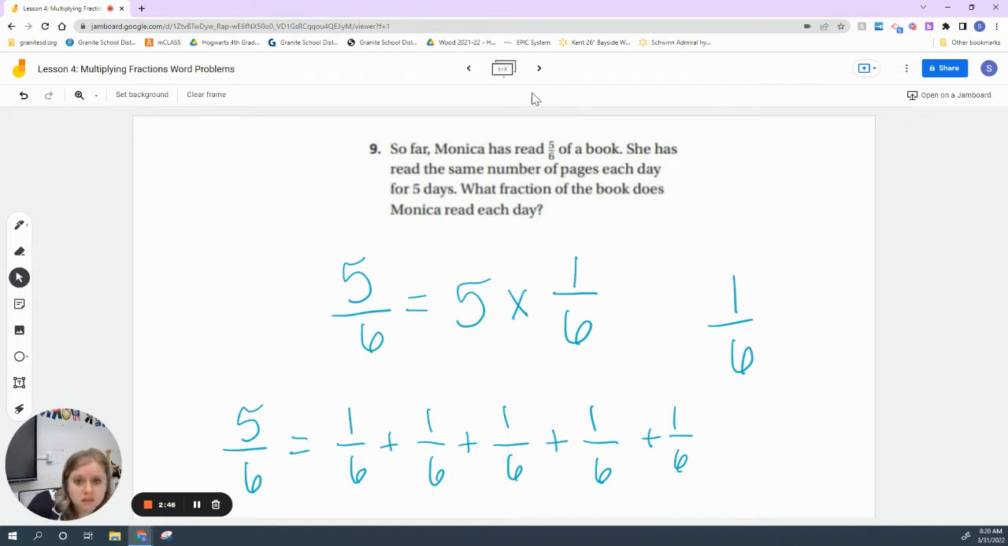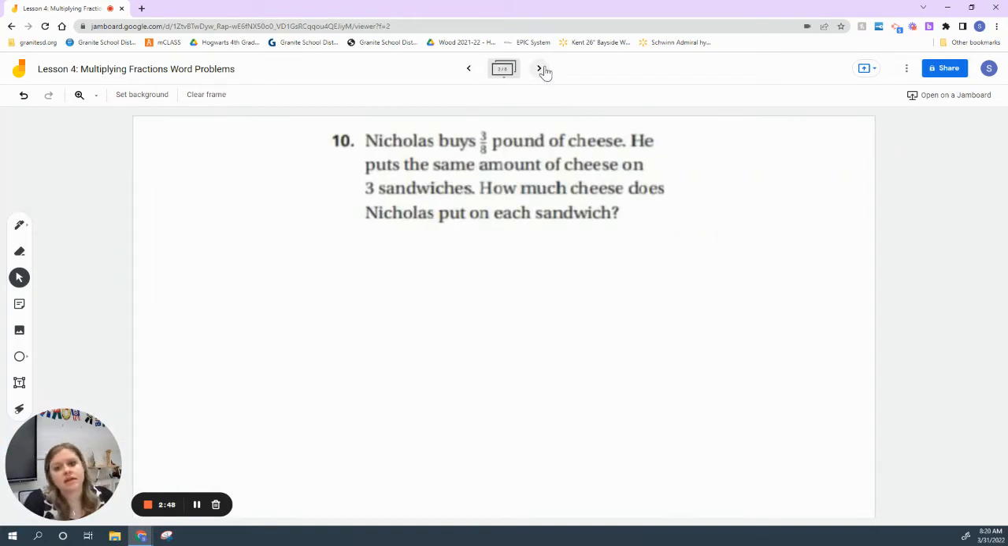Moving on to our next question. Nicholas buys 3/8 a pound of cheese. He puts the same amount of cheese on 3 sandwiches. How much cheese does Nicholas put on each sandwich? Go ahead and pause and welcome back. Okay, so Nicholas has 3/8 pounds of cheese, right?